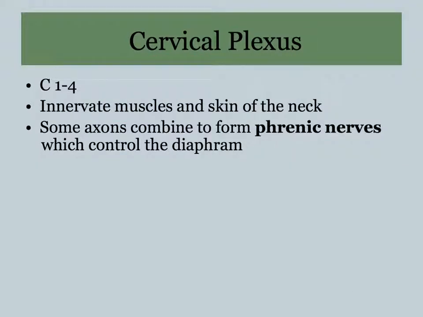So starting with the cervical plexus, there are 4 nerves involved in that, cervical nerves C1 through 4. Of course, since these are surrounding cervical vertebrae, the first cervical vertebra has cervical nerve 1 and 2, so it's the first 3 vertebrae. These are involved in sending and receiving nerve impulses from muscles and skin of the neck area. And some of these axons, especially from the 3rd and 4th cervical nerve, recombine to form the phrenic nerves, which are very important in controlling the diaphragm and the breathing rate.